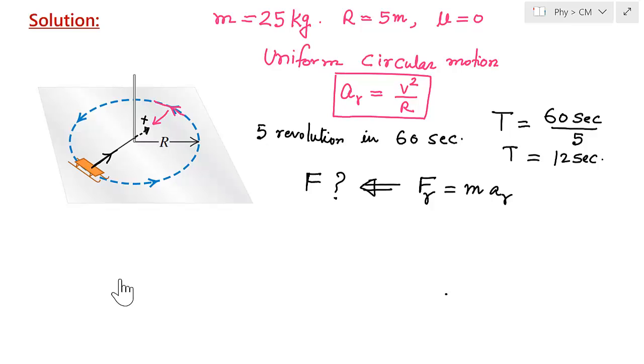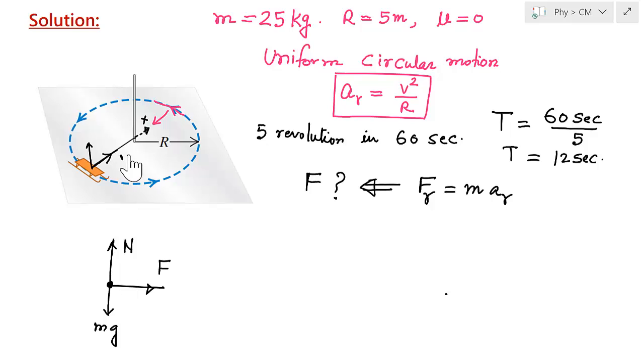So what are the forces acting on this sled? So this is my sled. One force acting in the downward direction is mg, and the ground will apply a force in the upward direction, that is the normal reaction. Now there will be a force due to this rope. Let's call this force F.